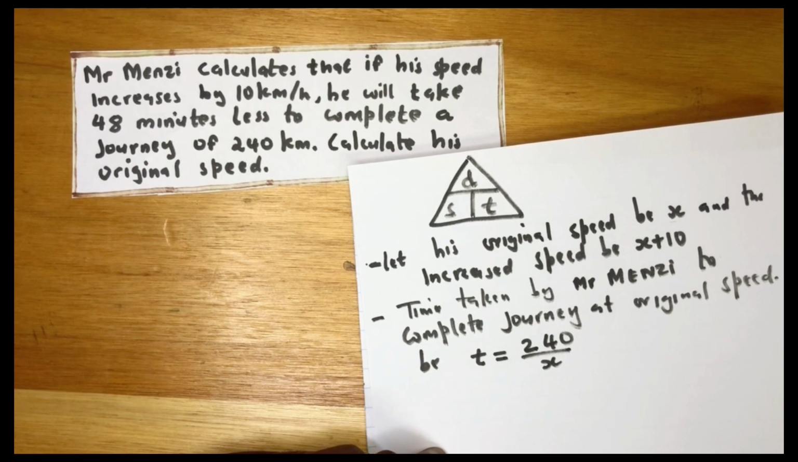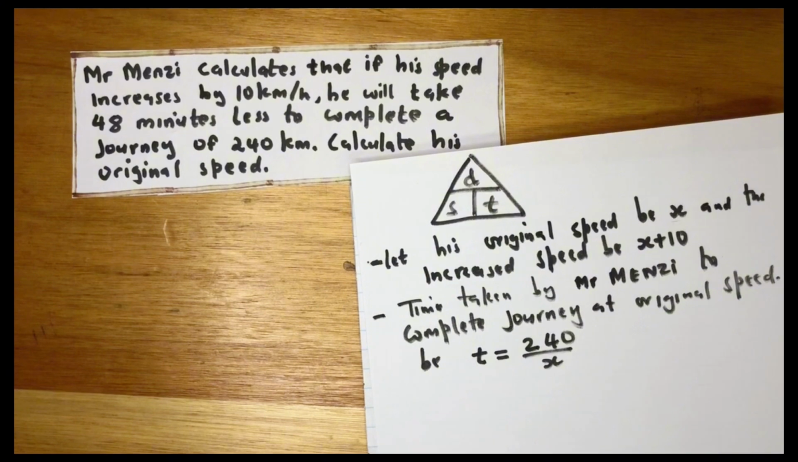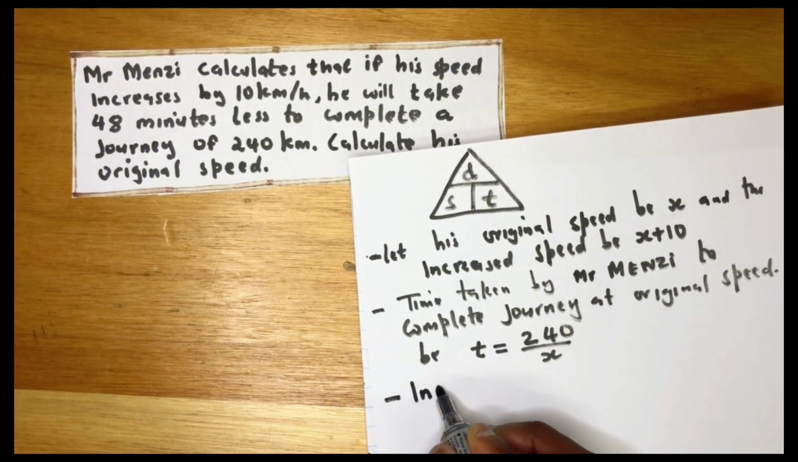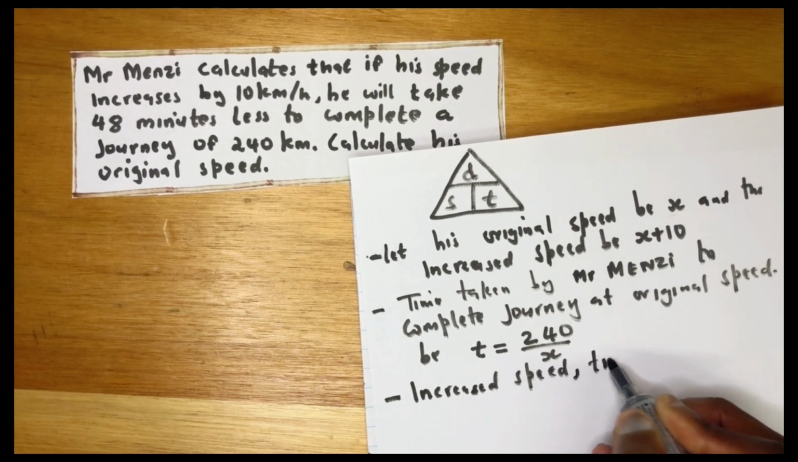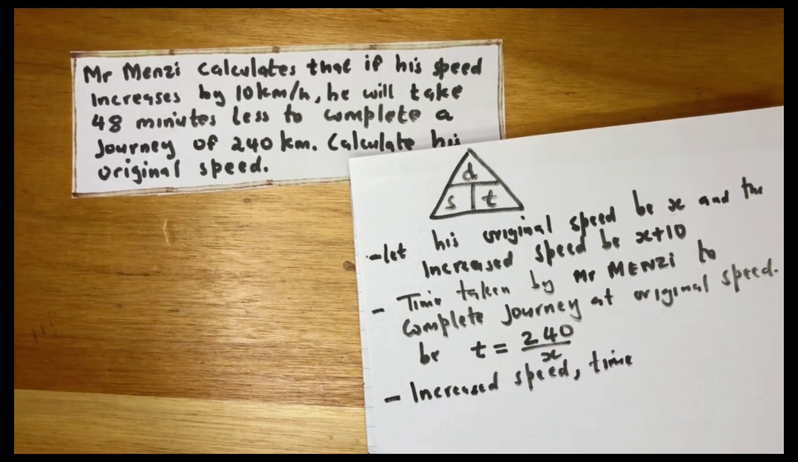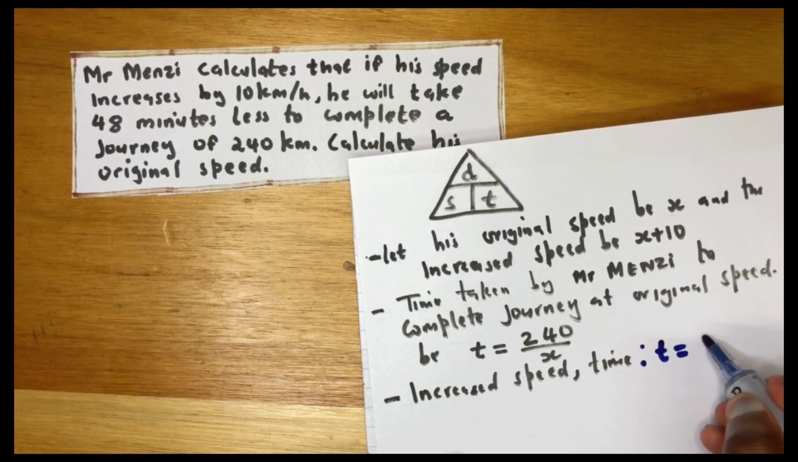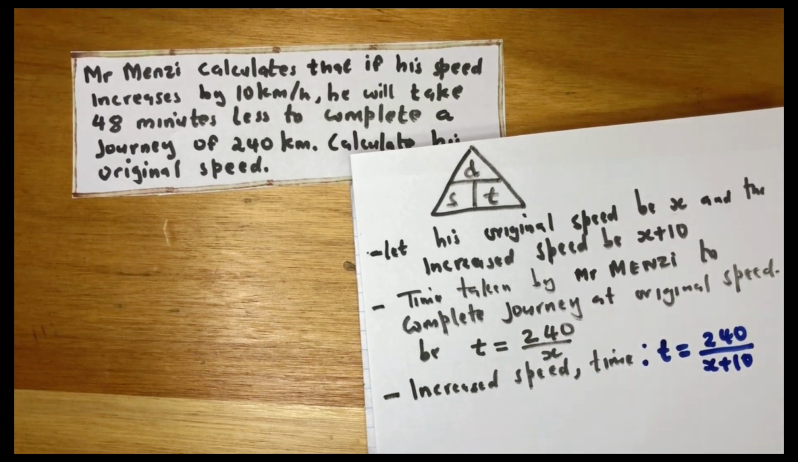Understand? Then definitely the time taken to complete the journey at the increased speed. So I'm looking for time. The time is simple, it's going to be t equals 240 over this increased speed, which is x plus 10. Right.